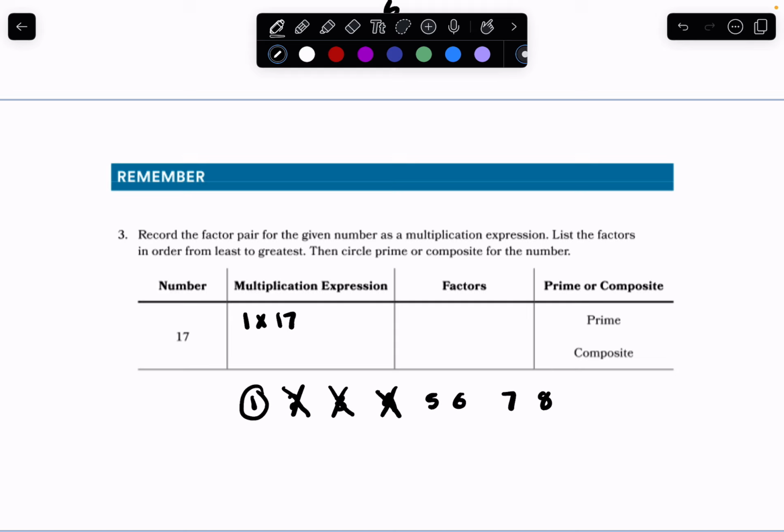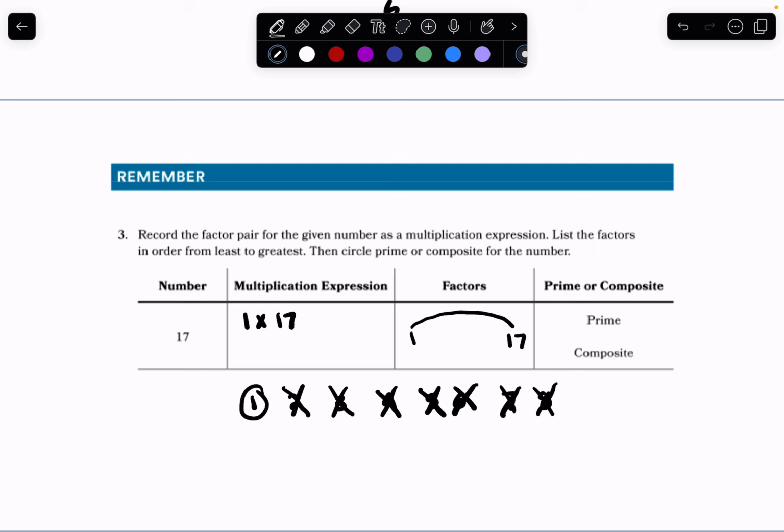5, in order for 5 to work, the number we were finding factors for would need to end in a 5 or a 0, so 5 doesn't work. 6 would either need to be 12 or 18, so 6 doesn't work. 7 is 14 or 21, so 7 doesn't work. And 8 is 16 or 24, so 8 doesn't work. And that means that the only factors we found were 1 and 17. I can write them in numerical order and make a rainbow like this, 1 and 17.